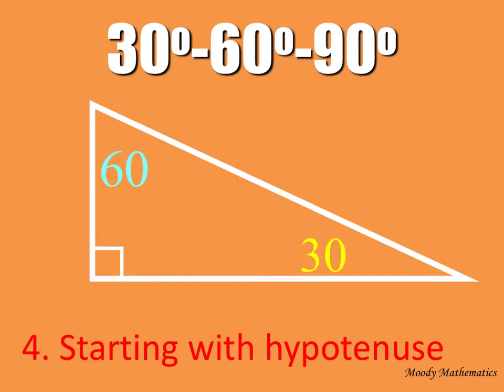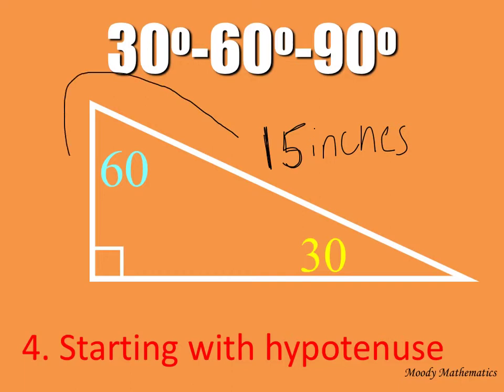Once again, we're going to start with the hypotenuse. Now, let's say the hypotenuse is an odd number. We can still figure this out. If this is 15 inches, easiest move, go backwards. We divide by 2, which would be what? 7.5. And then the opposite 60, once again, 7.5 root 3.